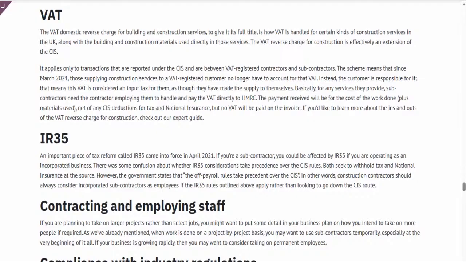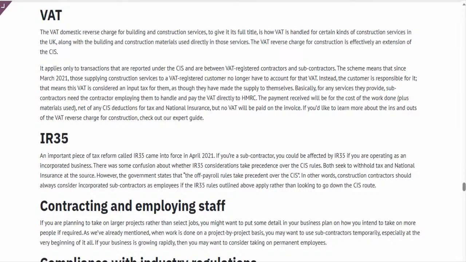The scheme means that since March 2021, those supplying construction services to a VAT-registered customer no longer have to account for that VAT. Instead, the customer is responsible for it. That means this VAT is considered an input tax for them, as though they have made the supply to themselves. Basically, for any services they provide, subcontractors need the contractor employing them to handle and pay the VAT directly to HMRC. The payment received will be for the cost of the work done, plus materials used, net of any CIS deductions for tax and national insurance. But no VAT will be paid on the invoice.